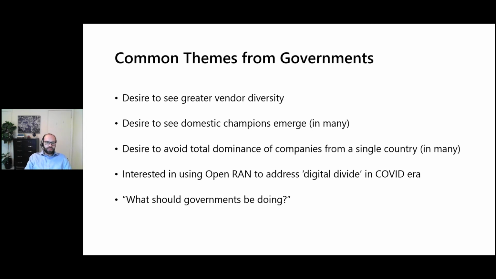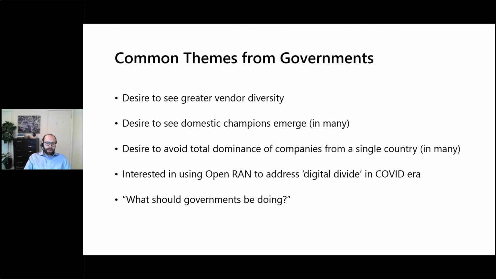The third is a desire to avoid dominance of companies from any single country, and that's no particular countries, but as a general rule, I think governments have expressed a desire to see companies emerge from a number of different countries with a number of different capabilities, and it is that which will enrich the Open RAN ecosystem.